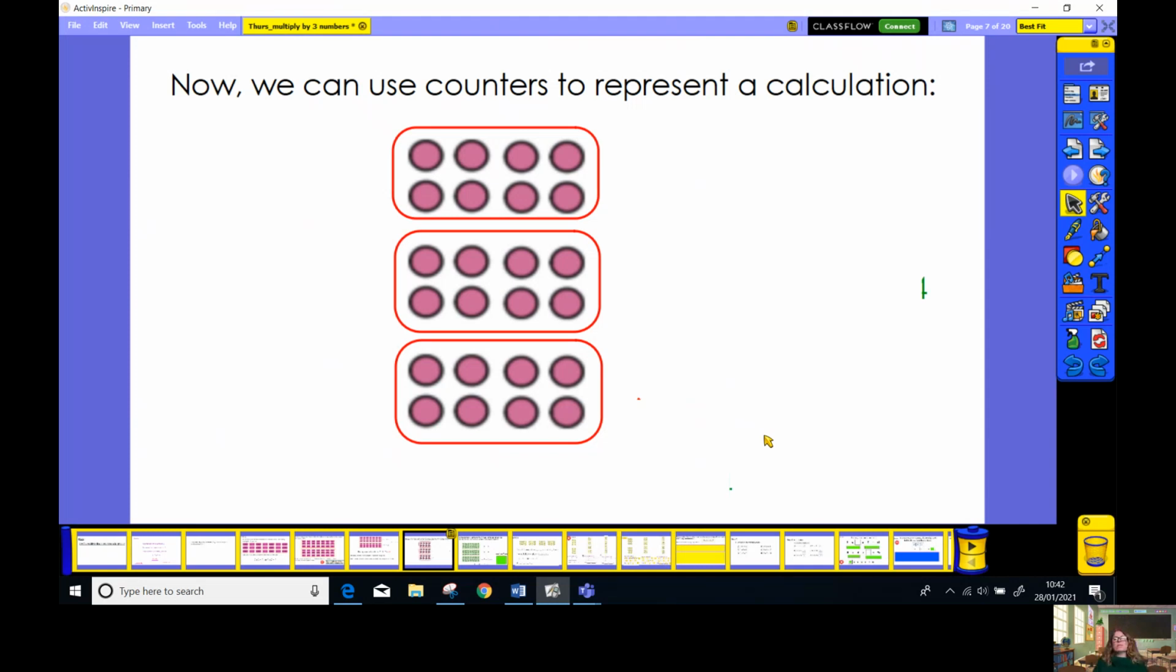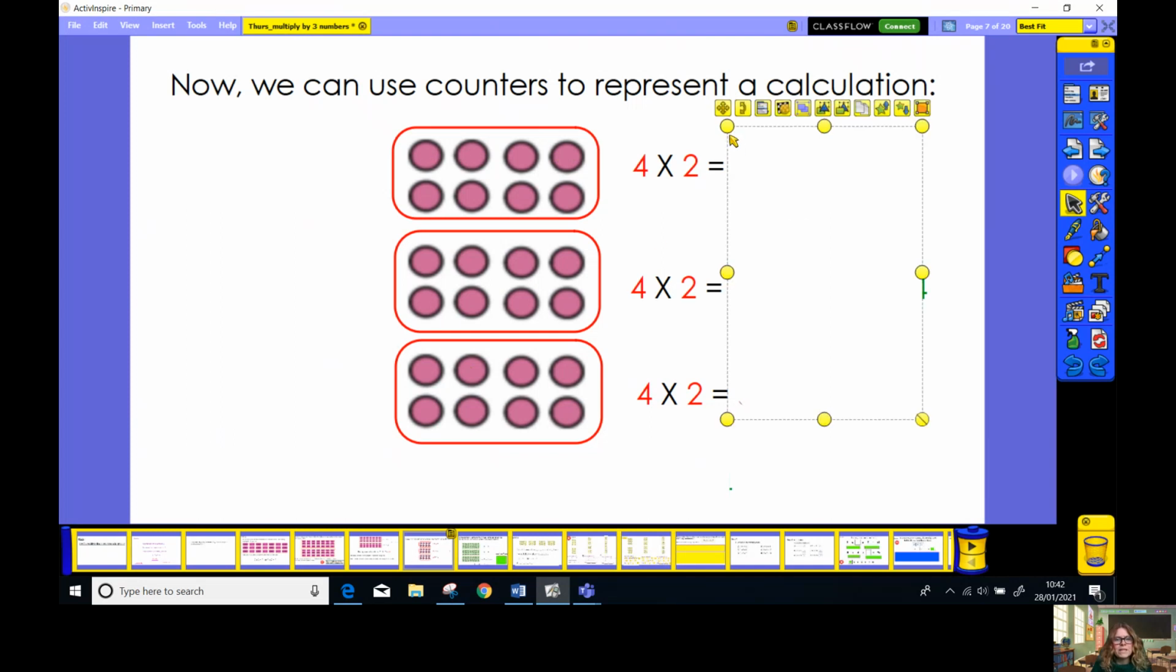Now let's use counters to represent a calculation. We're not using tickets this time, we're using number counters. Here I have 3 equal groups. And in each group, I have 4 times 2, which equals something. We have 4 columns of 2 rows, 3 times. First of all, we need to calculate how much is in one group. So what is 4 multiplied by 2? Use your times tables knowledge to work that out. Well done. That is 8. There are 3 equal groups of 8.